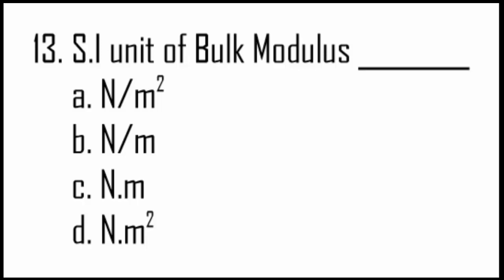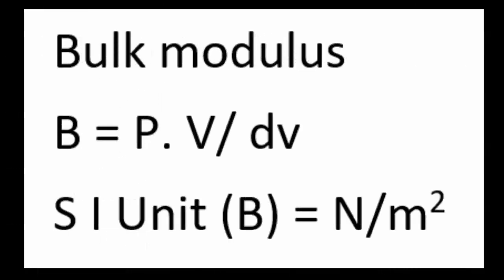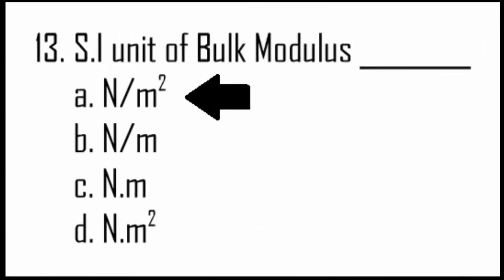Question number 13. SI unit of bulk modulus. Now we know bulk modulus is pressure into original volume upon change in volume. Hence, SI unit of bulk modulus is same as that of pressure. That is Newton per meter square.